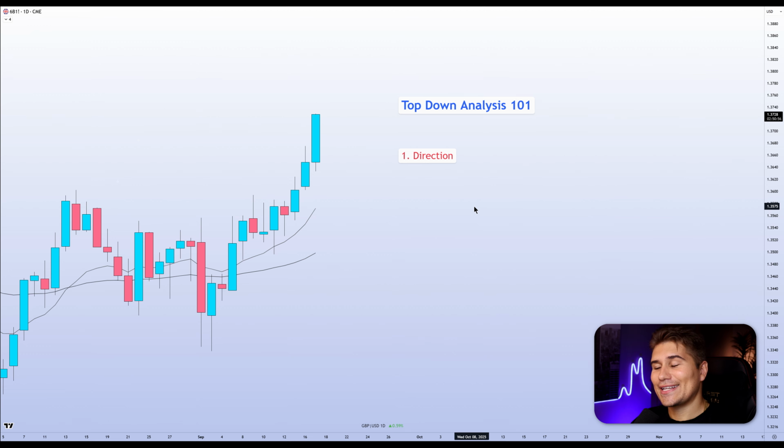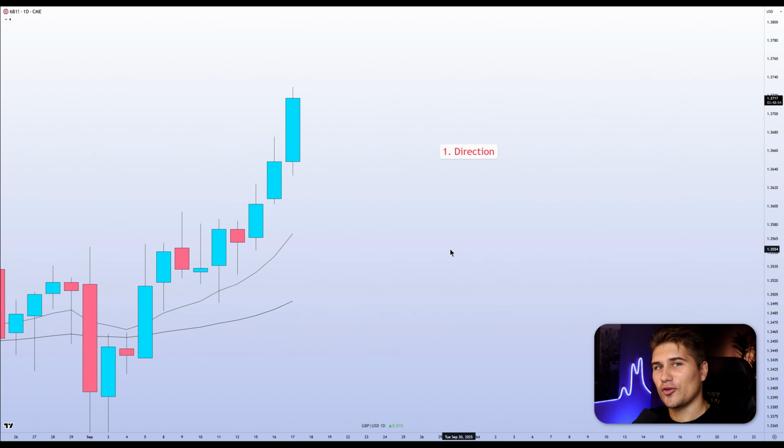All right, so the first thing that I typically look for is the direction in the market. So that would be step number 1. After that, we've got the story for step number 2. Following that, we have the zone. Then we've got the trigger for step 4. And lastly, we have the execution for step 5. And so first, let's just start off with the direction.